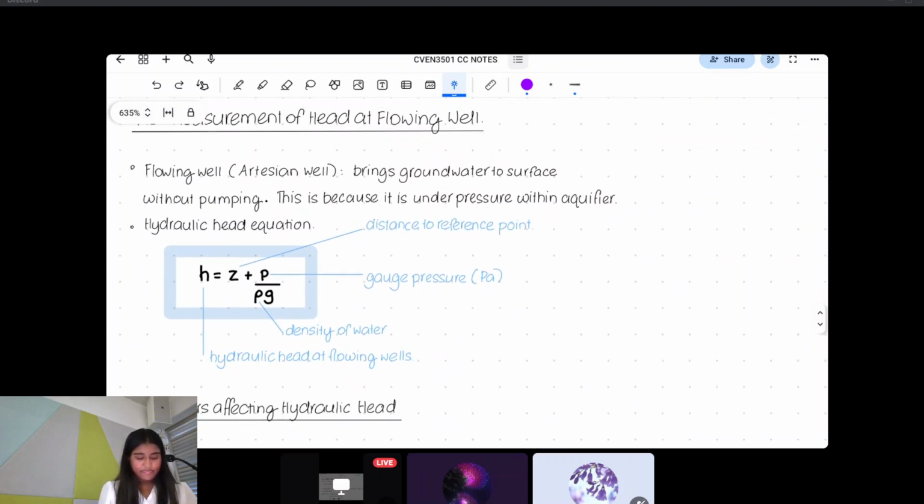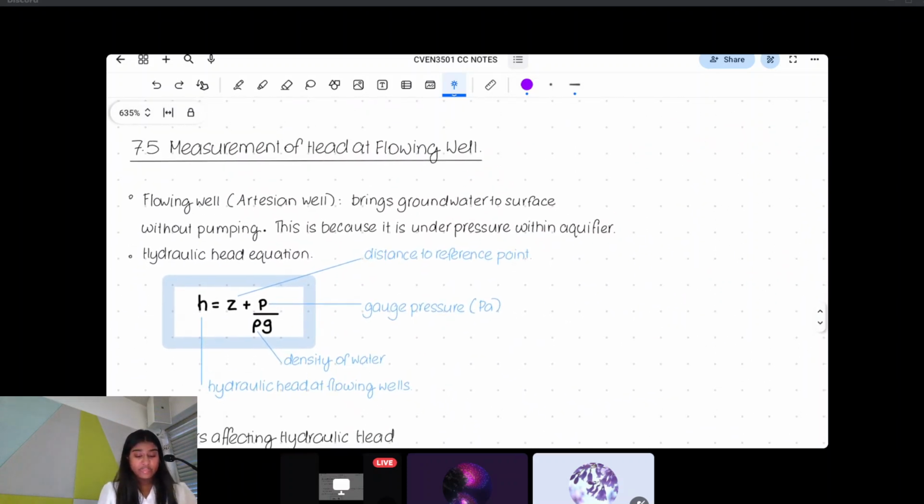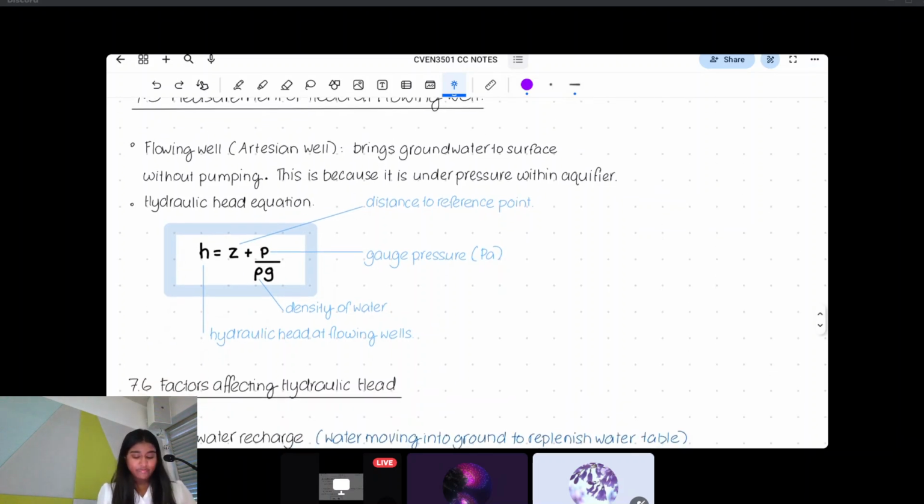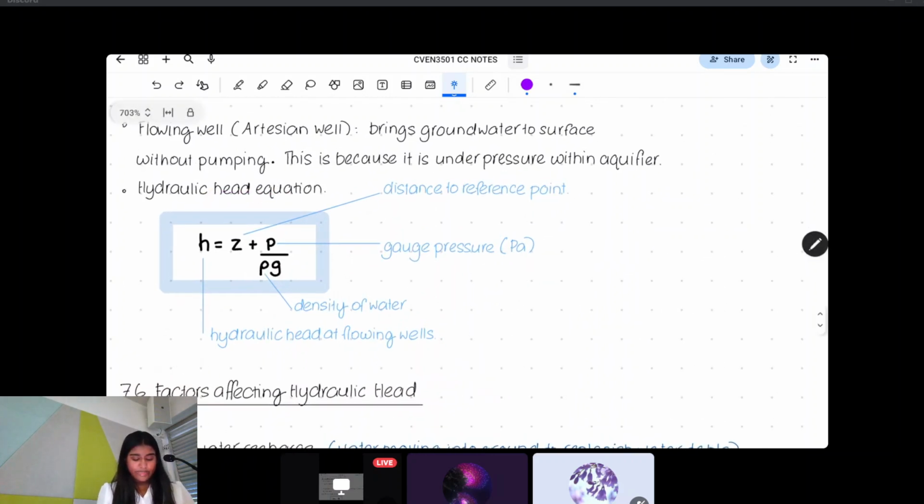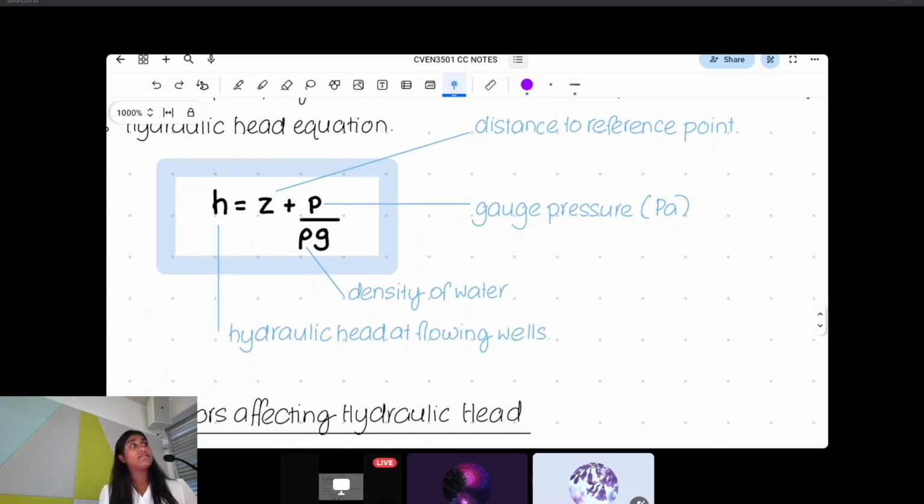Okay, so now we're going to go through the measurement of head at a flowing well. A flowing well, otherwise known as an artesian well, which I also just learned recently, brings groundwater to the surface without the need for a pump, because the well is under pressure within the aquifer. So if you remember the hydraulic head equation, little h is the hydraulic head at the flowing well.